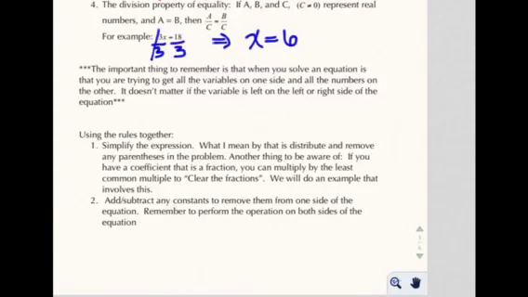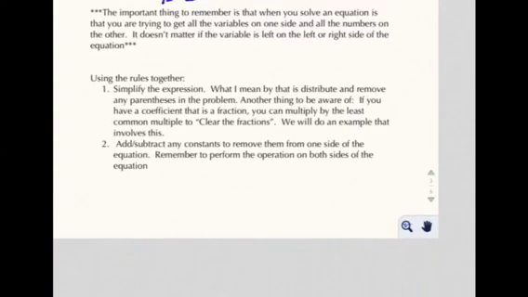What I mean by that is to distribute and remove any parentheses in the problem. Another thing to be aware of, if you have a coefficient that is a fraction, multiply by the least common multiple of all of your denominators to clear the fractions. We already did an example that involves this, but we'll do another.